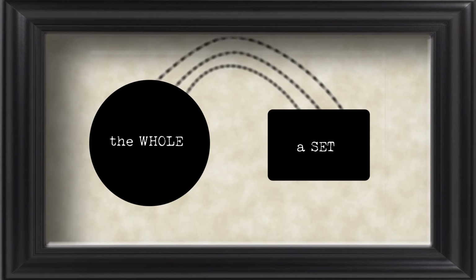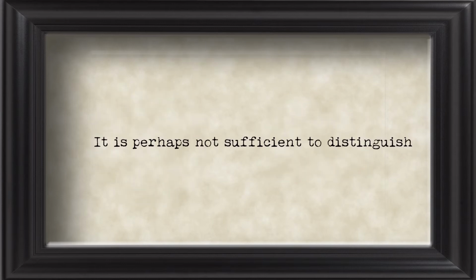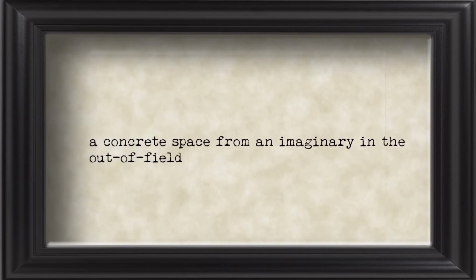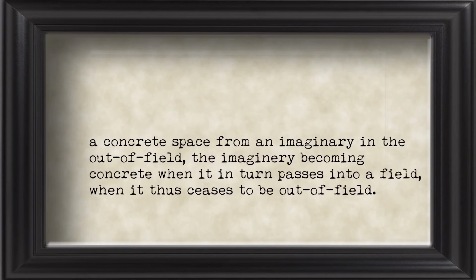A closed system is never absolutely closed, but on the one hand it is connected in space to other systems by a more or less fine thread, and on the other hand it is integrated or reintegrated into a whole which transmits a duration to it along this thread. Hence, it is perhaps not sufficient to distinguish, with Birch, a concrete space from an imaginary space in the out-of-field, the imaginary becoming concrete when it in turn passes into a field, when it thus ceases to be out-of-field.